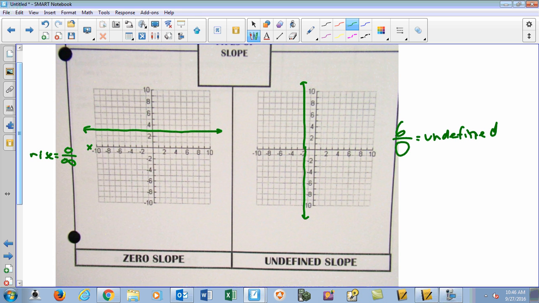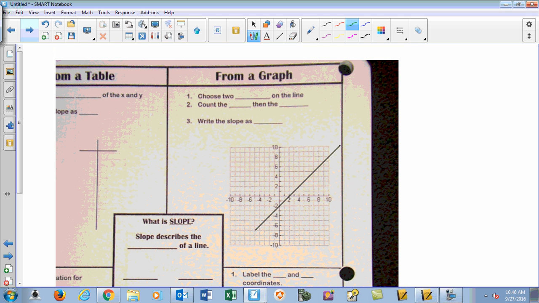So if you flip the page over to the back, there's four boxes here. Today, we are only going to concentrate on 2 of those boxes. Finding a slope from a graph and finding a slope from an equation. So the top right and the bottom left. The other 2 boxes we will do tomorrow.